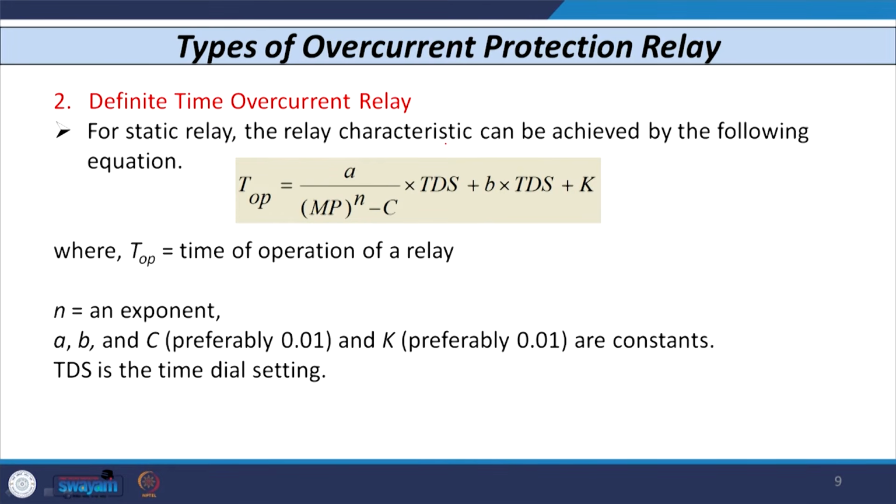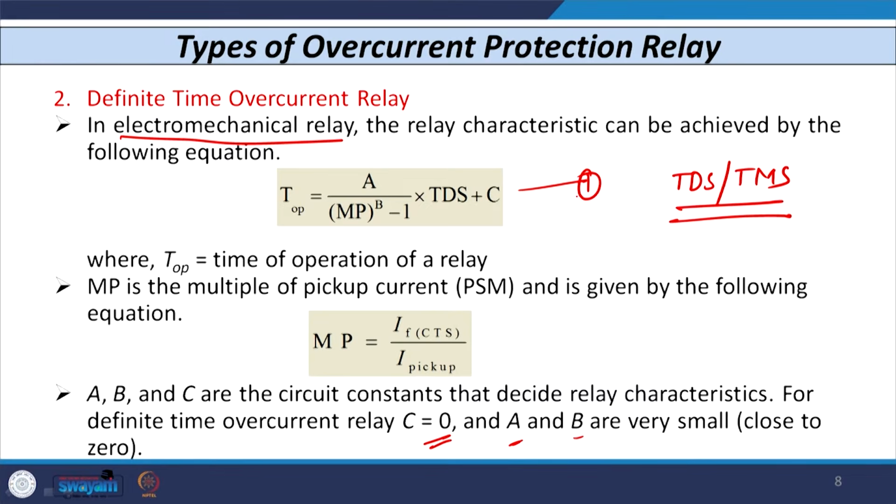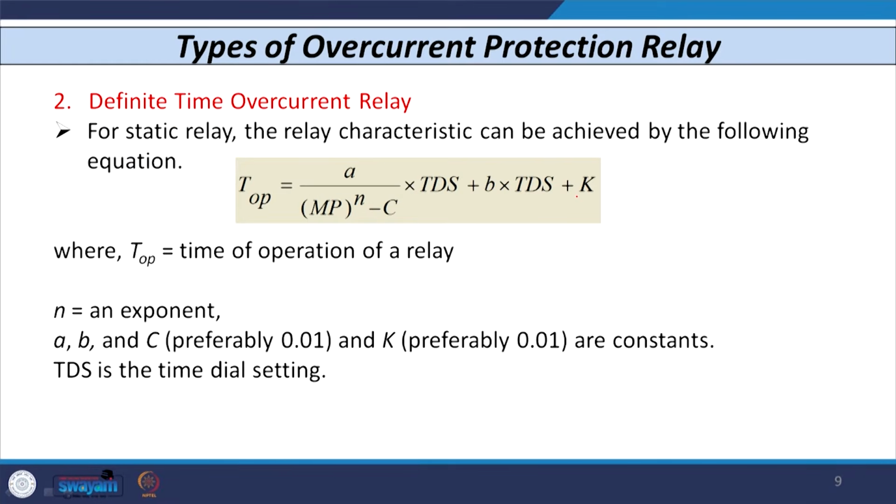If I consider the static relay, the earlier equation, equation 1, is applicable for electromechanical type relay. For static type of relay, the time of operation of relay can be given by this equation, let us say equation 2. In this equation, on the left hand side, TOP is the time of operation of relay in seconds, MP is the same as I explained earlier, the multiple of pickup current, and it is obtained by fault current referred to CT secondary divided by plug setting of the relay.